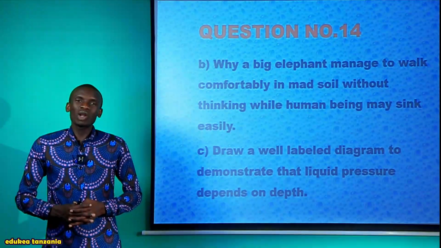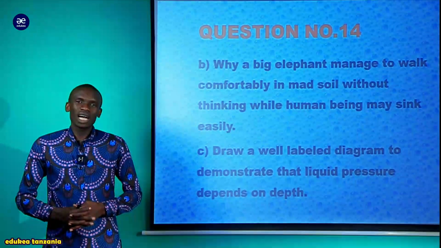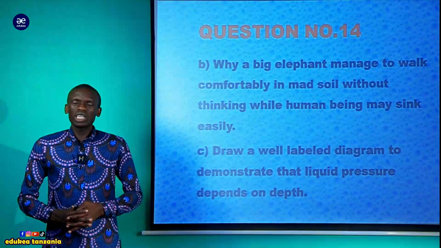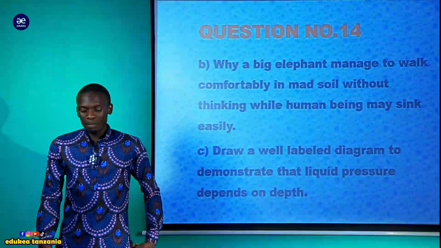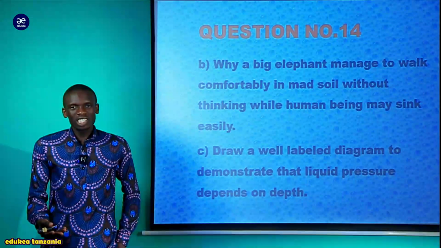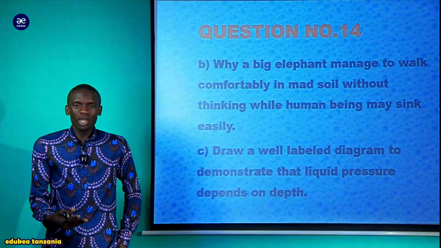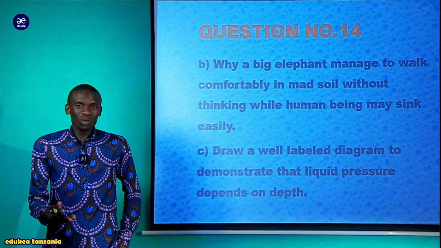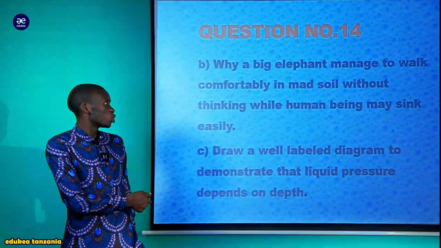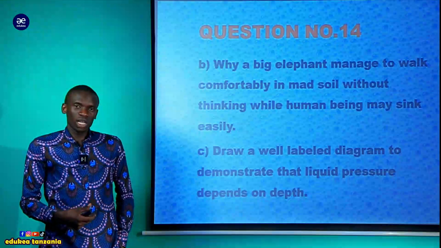Kwa nini tembo anaweza kufanya hayo yote japokuwa yeye ni mkubwa sana na ana uzito mkubwa, lakini anapita kwenye tope na asizame? Lakini binadamu ni mwepesi, ni mdogo, lakini bado ukipita kwenye tope unazama. Swali linauliza kwa nini? Sasa tumia concept ya pressure kuelezea hii situation. Kwa nini situation hii inatokea?